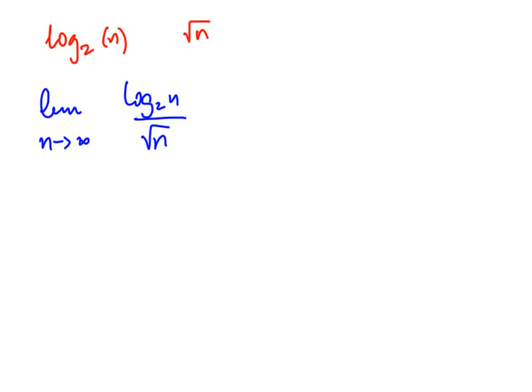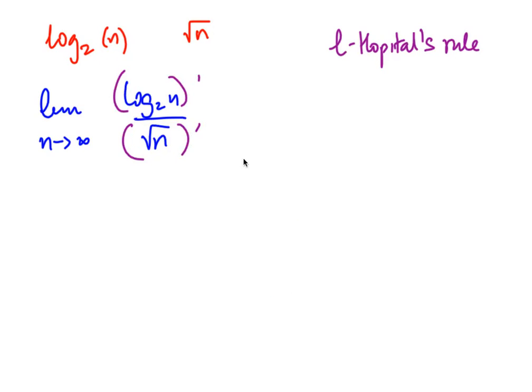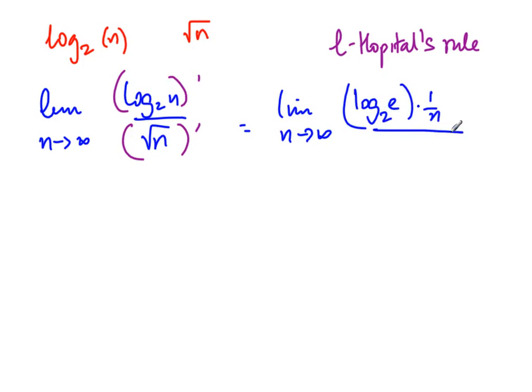Now here we can use some calculus trick. We can use L'Hopital's rule and differentiate the top and the bottom, right? So we can take this thing and differentiate it. If we differentiate the top and the bottom, then we get something like this. We get log of e times 1 by n divided by 1 by 2 root n.